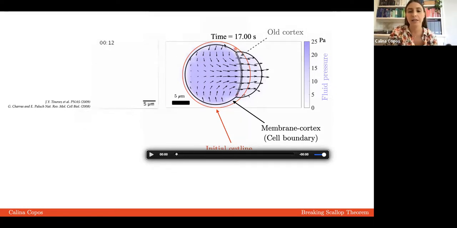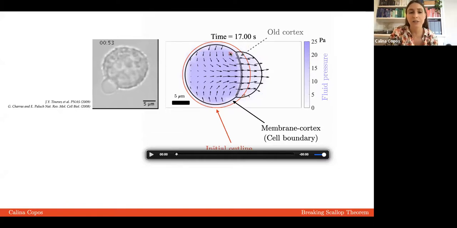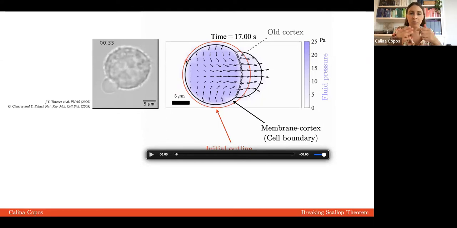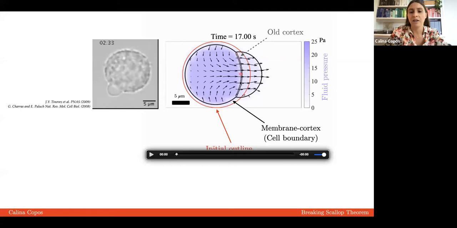These are our computations. In here, what you'll see is the current position of the cell together with the initial position of the cell. So the cell starts symmetric, round, and with a radius of 5 microns. In black, the membrane and the cortex are so close together that you cannot visually distinguish them. So you'll just see a black contour that represents both of them. Dotted will be the old cortex as it breaks and reforms. And then in purple, white to purple is the fluid pressure. I visualize it here, together with the arrows, which are fluid velocity or fluid flows.